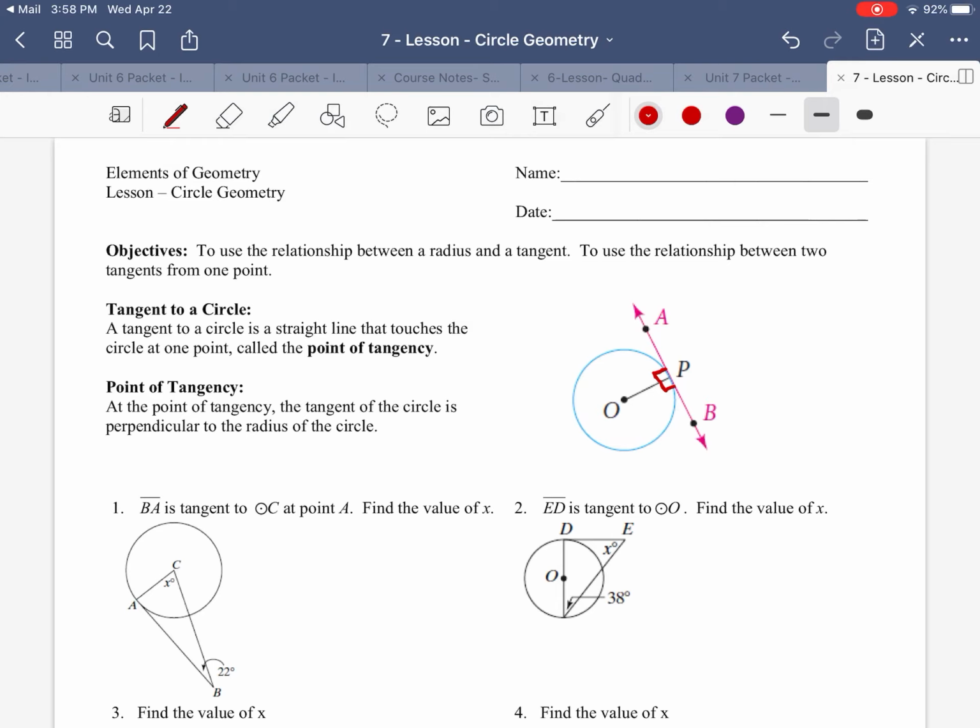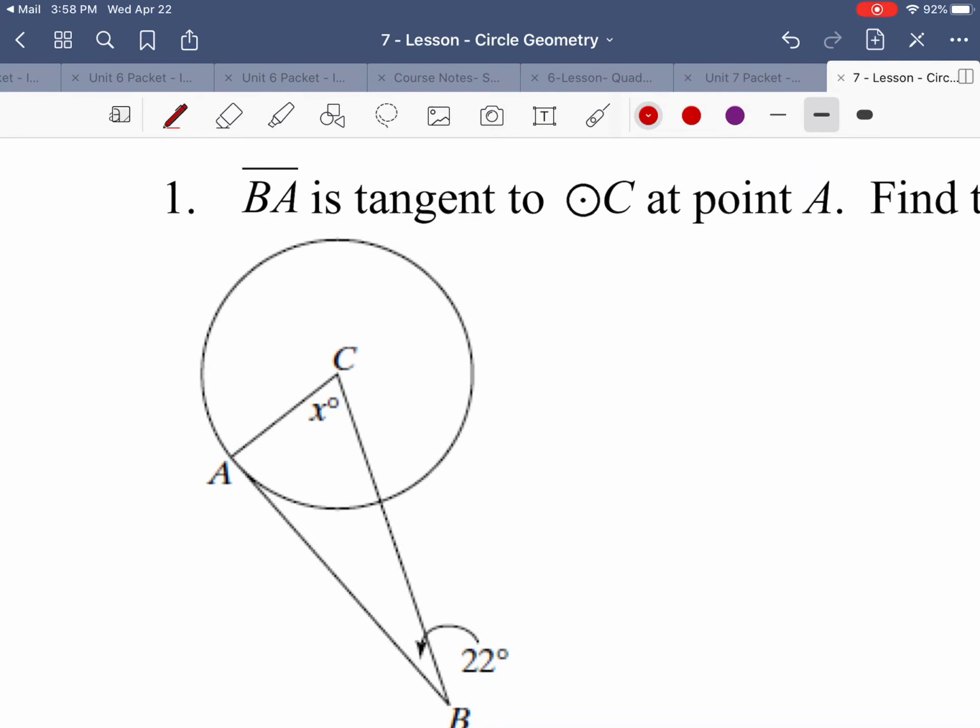Now, number one, BA is tangent to circle C at point A. Find the value of X. Nice, easy problem to get started, as long as you know that a radius and a tangent are going to be perpendicular to one another, because that point of tangency is going to be connected to the center of the circle. That makes it a radius. So an extension of that relationship is that the radius and a tangent are always perpendicular to one another.